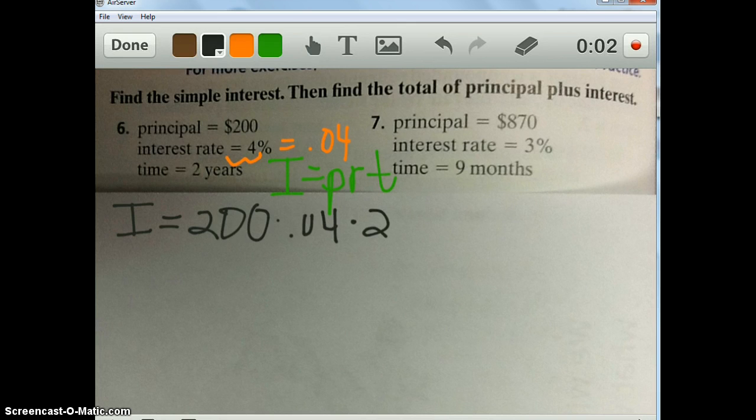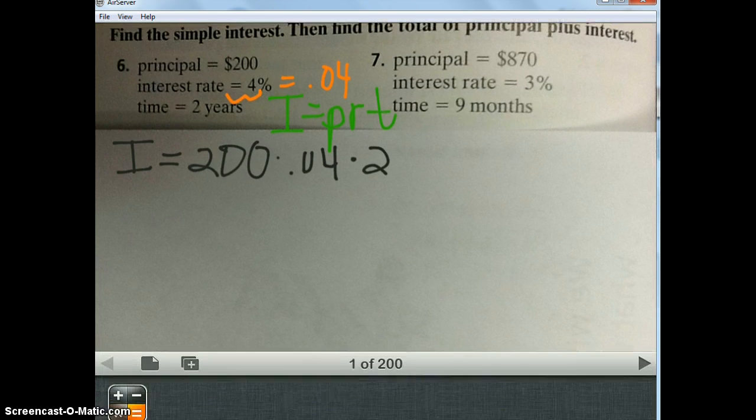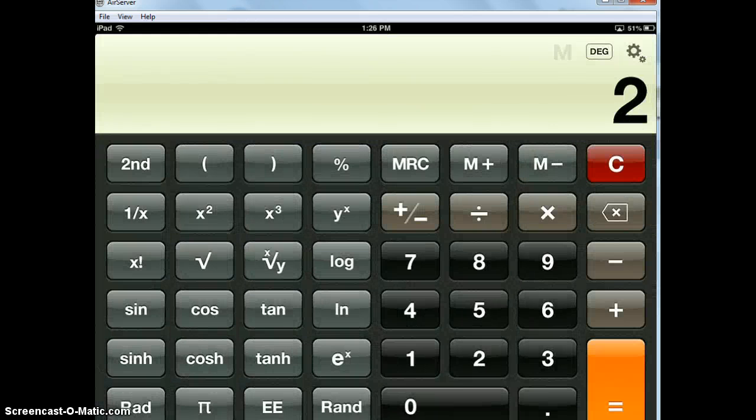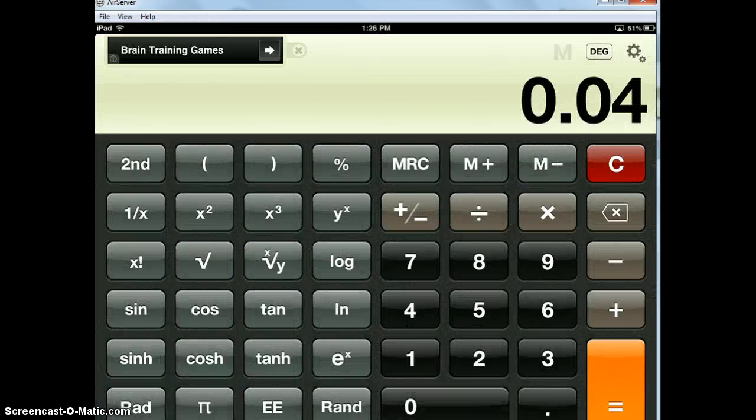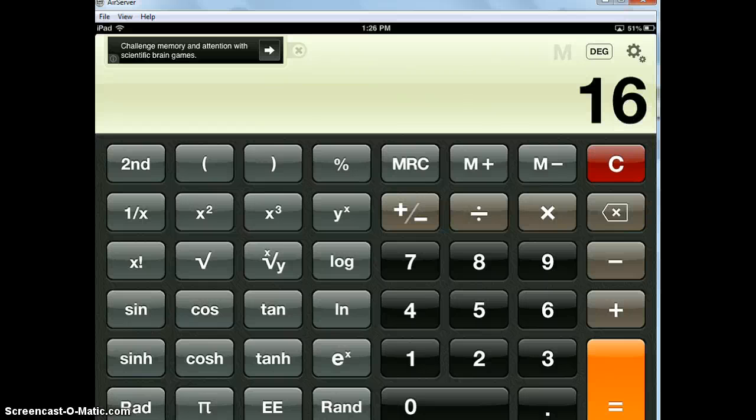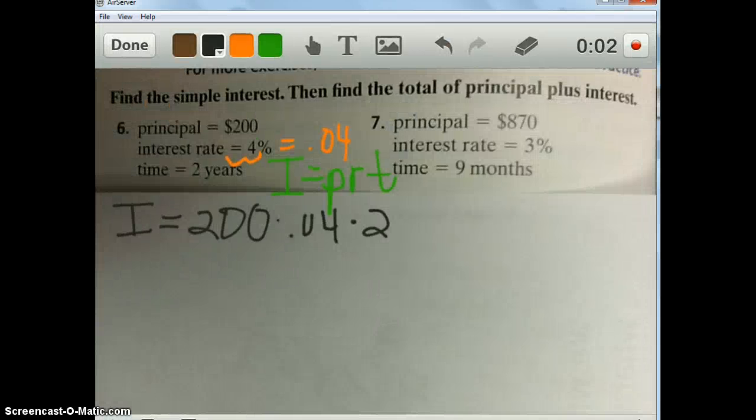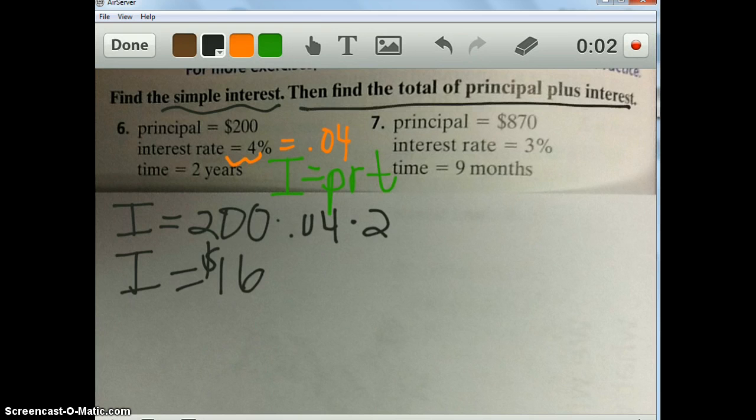So I just go through, you grab your calculator, and you say, okay, 200 times 0.04 times 2, got it, 16. So I go back in, and I say, let's see, my interest was $16. Am I done with the question? I am not, because it asked two things. It said find the simple interest, then find the total of principal plus interest.